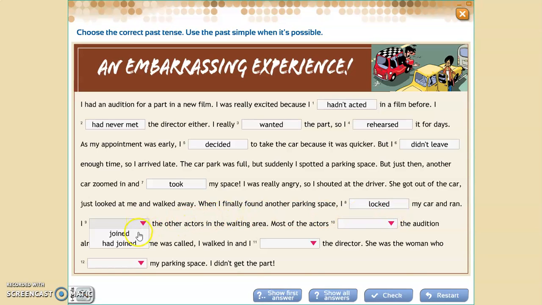I joined the other actors in the waiting area. Most of the actors had done the audition already. When my name was called, I walked in and I saw the director. She was the woman who had taken my parking space. I didn't get the part. Okay, so let's see, right?